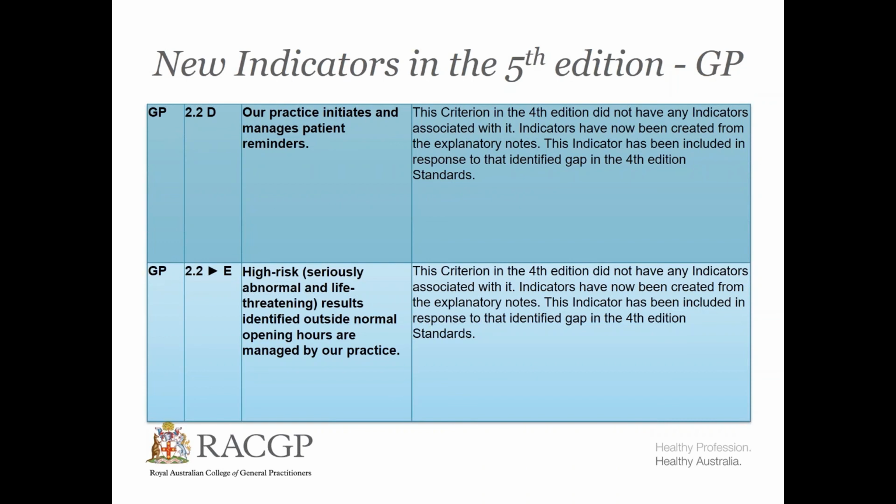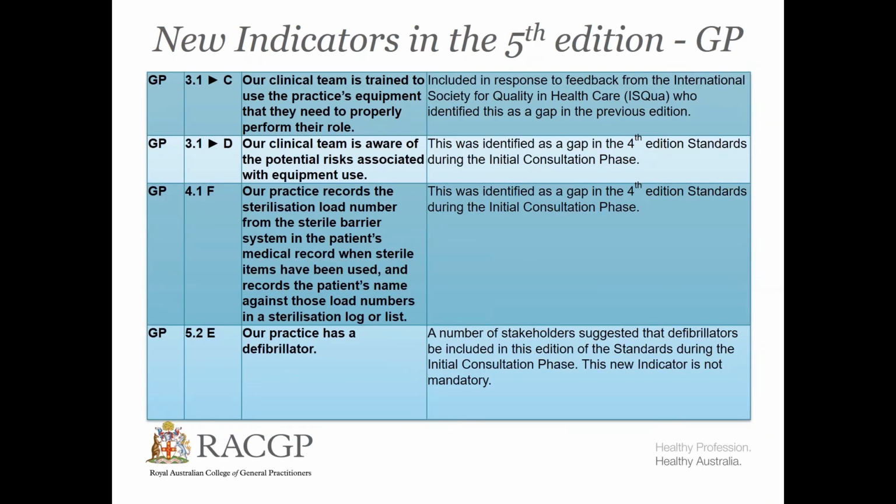And onto the third module, the general practice module. GP 2.2d, our practice initiates and manages patient reminders. And GP 2.2e, high risk, seriously abnormal and life-threatening results identified outside normal opening hours are managed by our practice. GP 3.1c, our clinical team is trained to use the practice's equipment that they need to properly perform their role. And GP 3.1d, our clinical team is aware of the potential risks associated with equipment use.